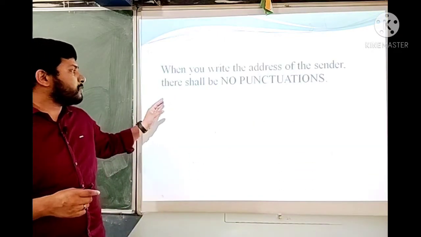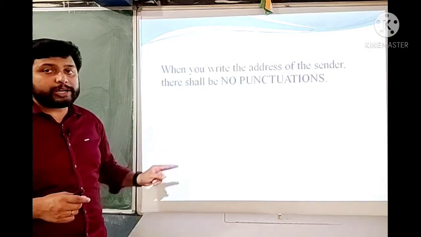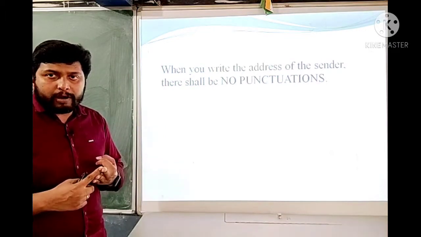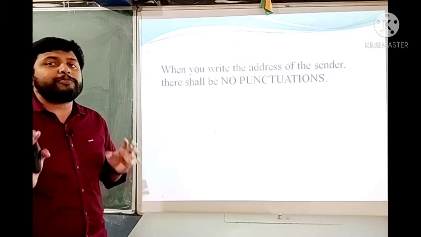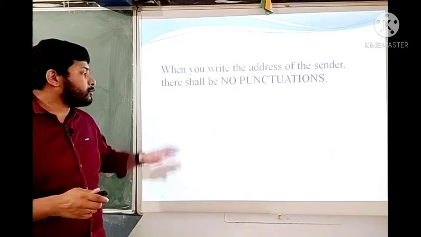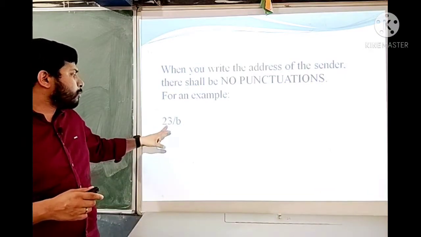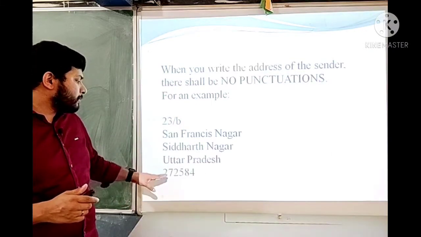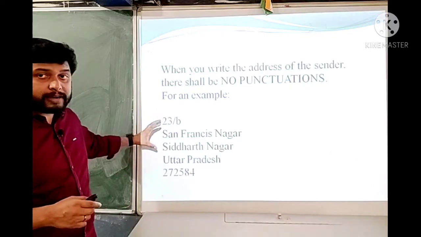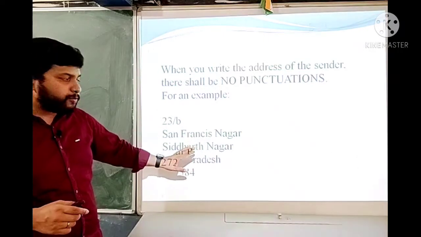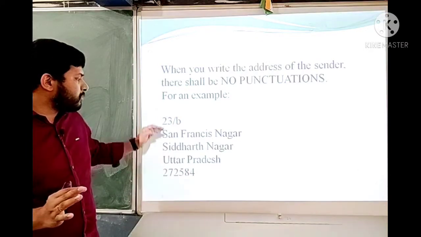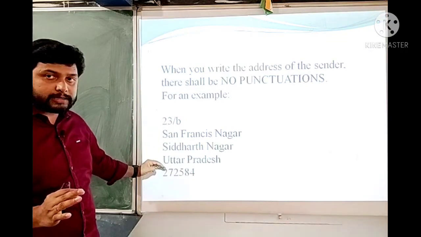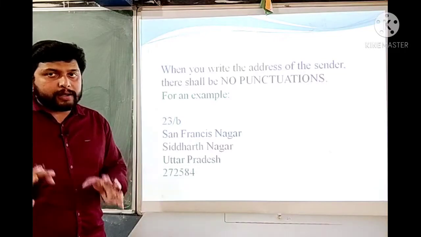Again, when you write the address of the sender, there shall be no punctuation. There shall be no punctuation marks: full stop, comma, inverted comma, hyphen. For example, 23 Bar B, San Francis Nagar, Siddharth Nagar, Uttar Pradesh 272584. See, this is a perfect address. No commas, no full stops, no such punctuation marks, but all the information written correctly and in different lines. And I hope you have got a clear idea about it.